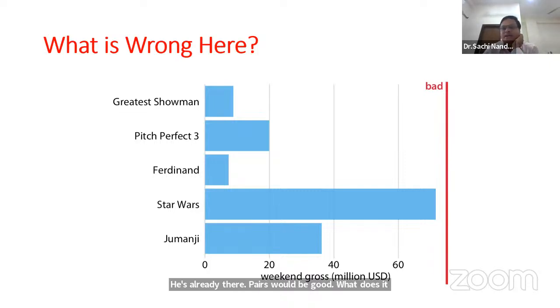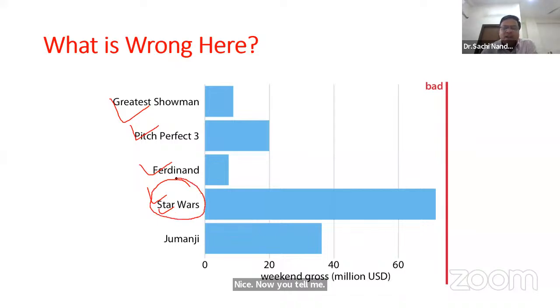Okay, so let me tell you here. Gross should be at the y-axis. No, not like that. I told you we can go parallel to the x-axis or parallel to the y-axis. No problem. So what the problem is: suppose these are different persons or different places, and these are the weekend gross in million USD, right? Now you tell me, for Star Wars, what should the value be? What should the million gross USD be?